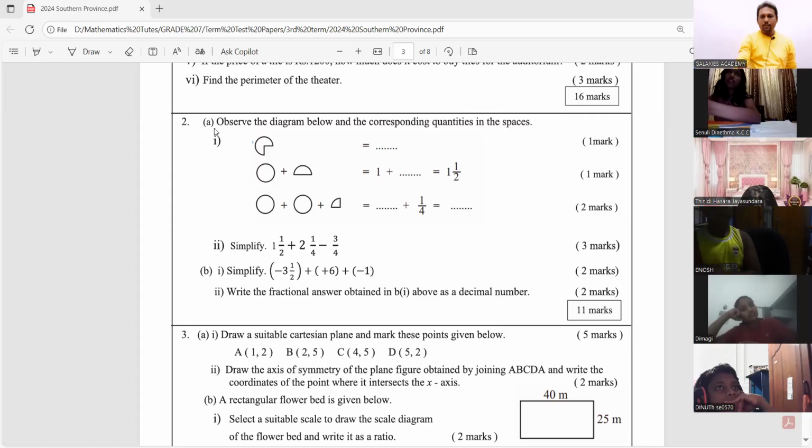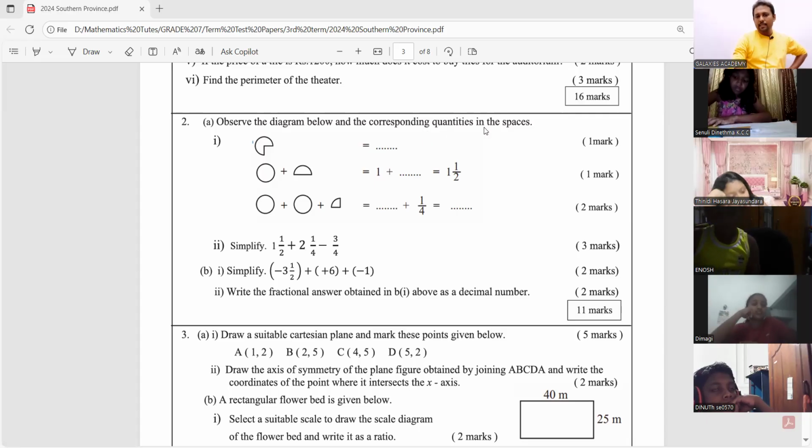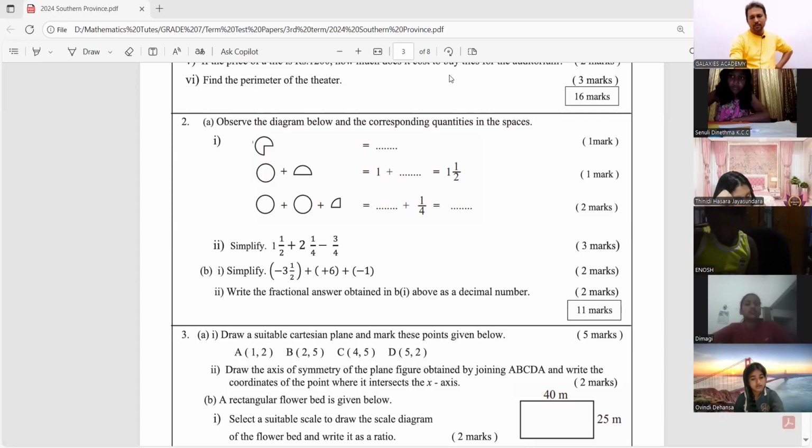Simple, A, look at the second question. Observe the diagram below and fill in the corresponding quantities in the spaces. Right. Can you tell me what is this value as a fraction? It is not the full circle, no? How can you write this as a fraction? 3/4, no? 3/4. So in this blank you have to write 3/4.